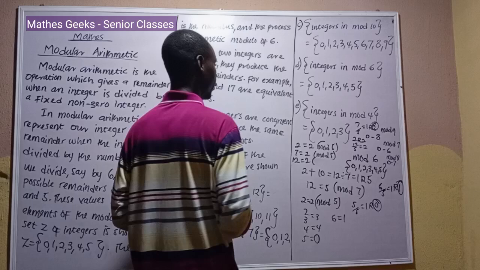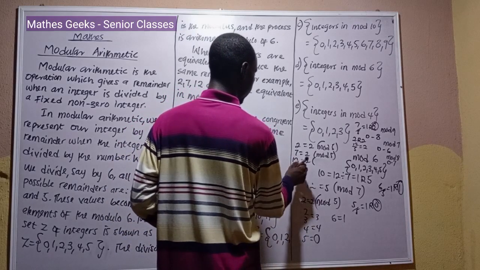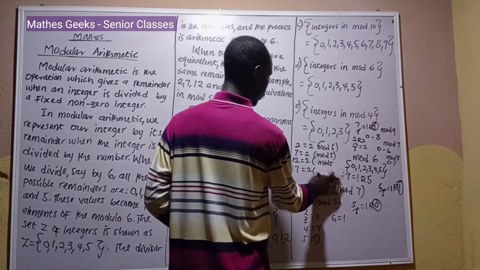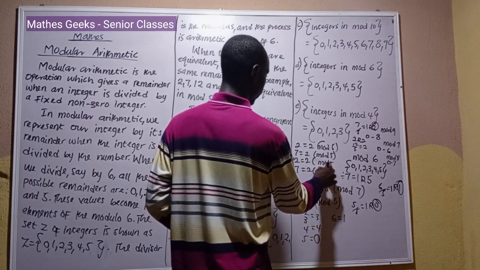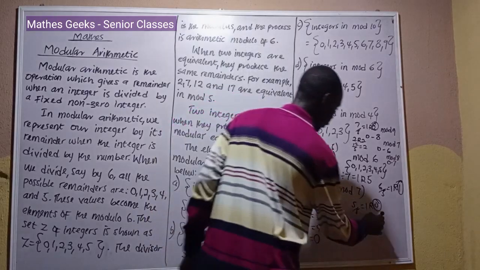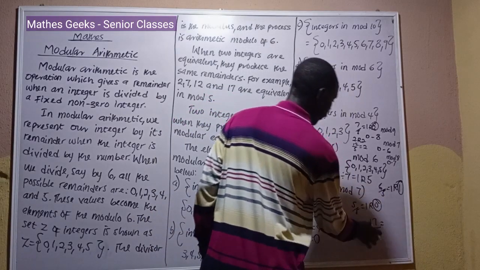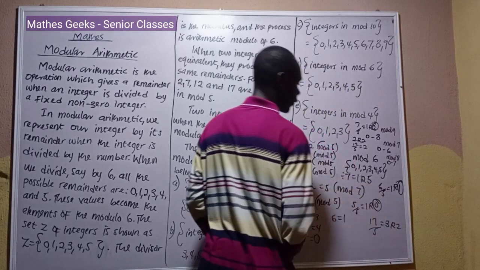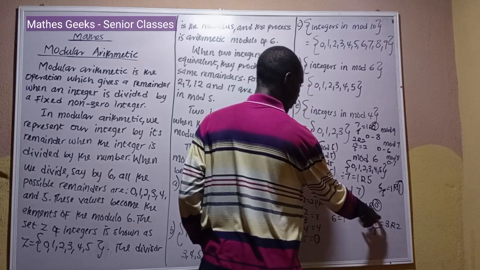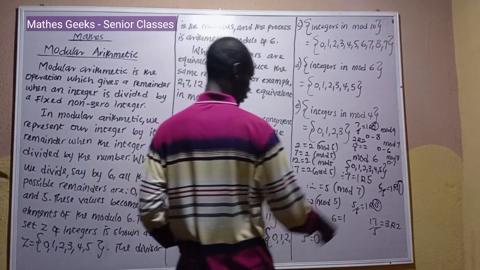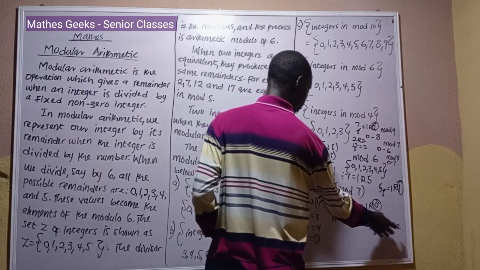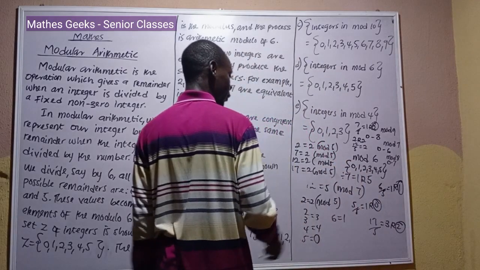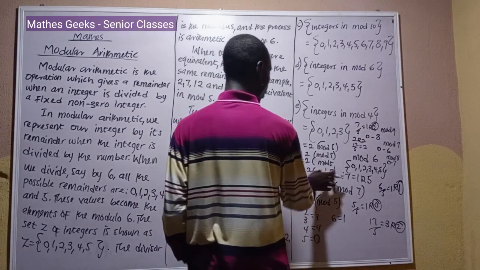In the same way, 17 in mod 5 is also 2. Because when 17 is divided by 5, we get 3 remainder 2. 3 times 5 is 15, and when you add this 2 to the 15, you get 17 back. So whenever you divide 17 by 5, you have 3 remainder 2. Since it is modular arithmetic, we are only concerned about the remainder. So 17 is 2 in mod 5.